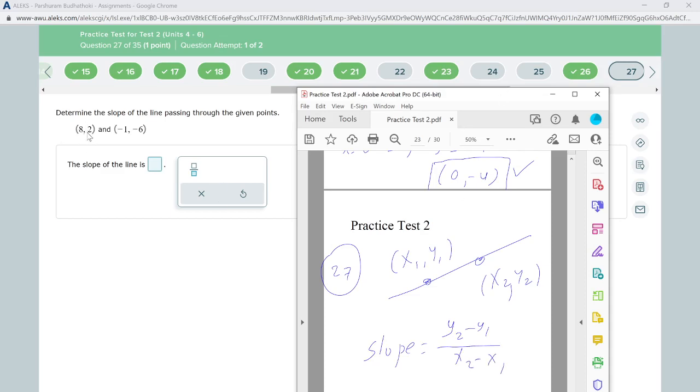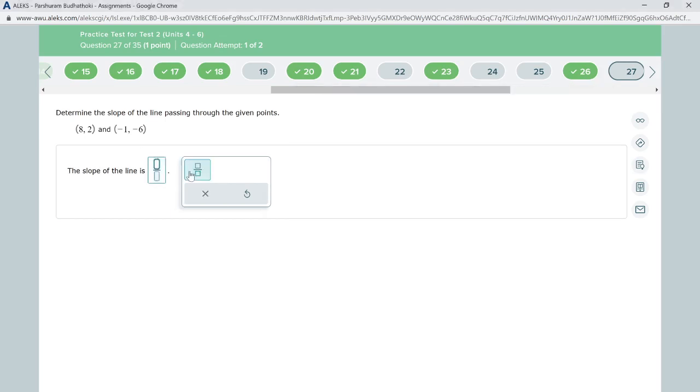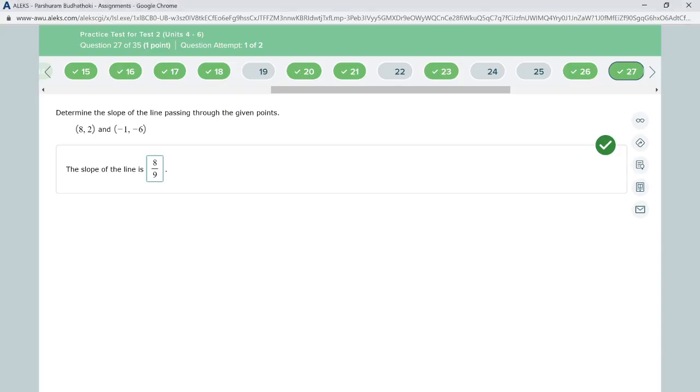Let's assume that 8, 2 is x1, y1 and negative 1, negative 6 is x2, y2. So y2 is negative 6, y1 is 2, x2 is negative 1 and x1 is 8. So it's negative 6 minus 2, which is negative 8, over negative 1 minus 8, which is negative 9. It's basically positive 8 over 9. So that's the slope for this particular line, 8 over 9. Okay, so let's go to another problem.